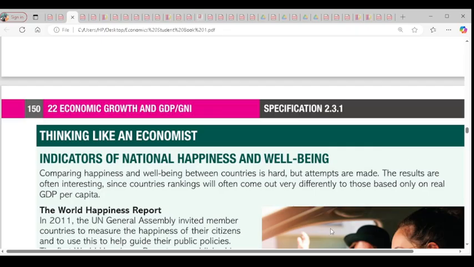So that ends chapter 22. So we have the exam practice question immediately.